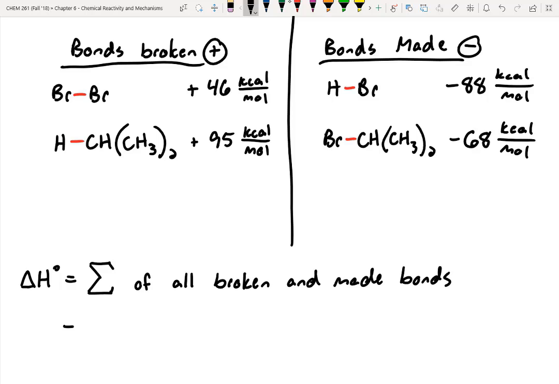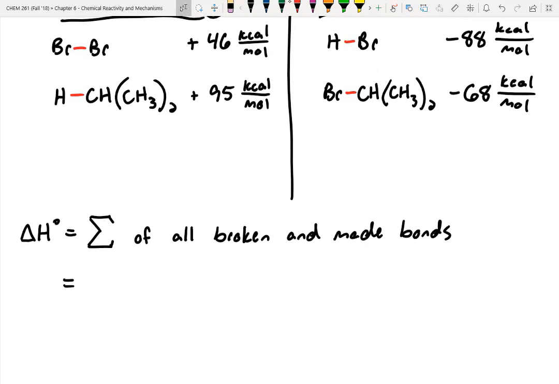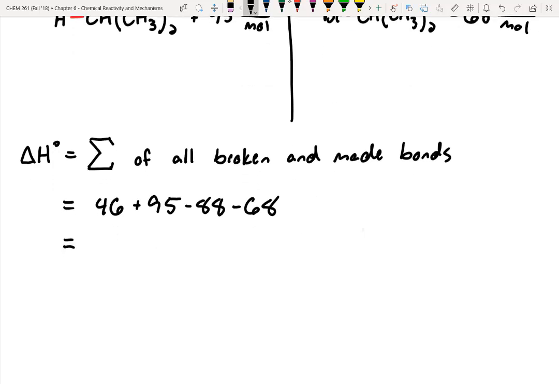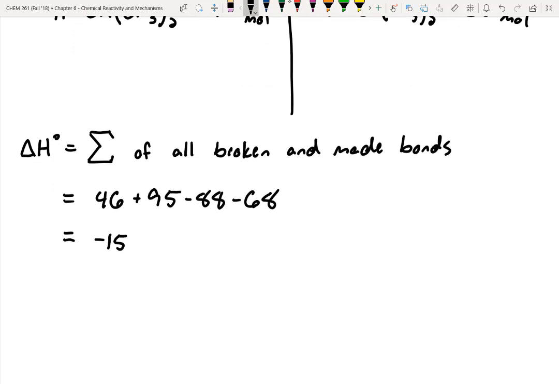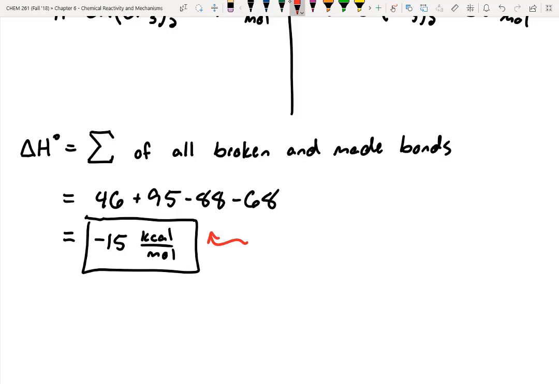Okay, so if we go ahead and do some pretty sophisticated mathematics, we can work through this. We're going to add all of these together. We're going to do 46 plus 95 minus 88 minus 68. And if I go ahead and plug this all in, I'm getting negative 15 kcals per mole as my final answer for this reaction. So is this reaction endothermic or exothermic? Exothermic. The overall sign of the reaction is negative, which means it's releasing heat, right? So let's make a note of that.